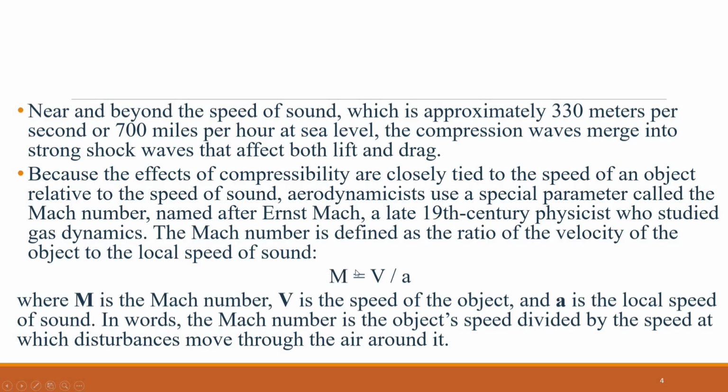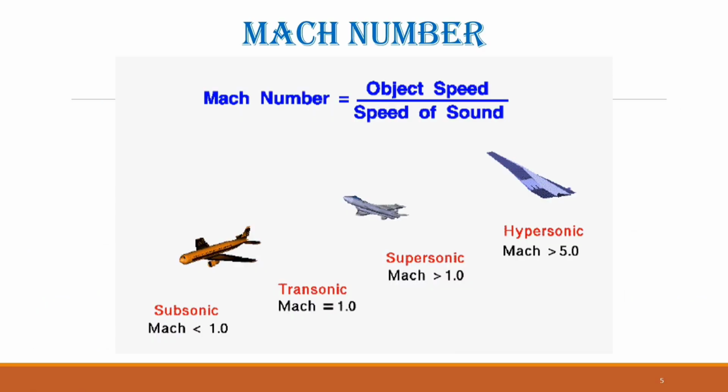Where M is the Mach number, v is the speed of the object, and a is the local speed of sound. In words, the Mach number is the object's speed divided by the speed at which disturbances move through the air around it.